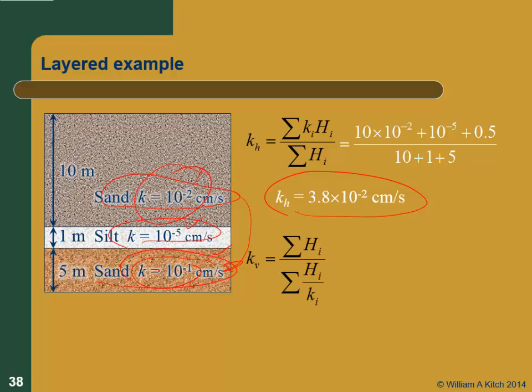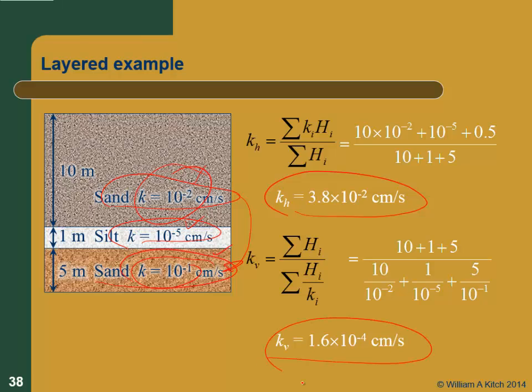What's the equivalent vertical hydraulic conductivity? Well, that's this equation. We plug those numbers in that one, and that is 1.6 times 10 to the minus 4. What's that equal to? That's basically being totally controlled by the silt layer. So, if natural soil deposits are generally horizontally bedded, what's your horizontal hydraulic conductivity going to be compared to your vertical hydraulic conductivity for a geologic system? You're almost always going to have a higher horizontal hydraulic conductivity than vertical by orders of magnitude.